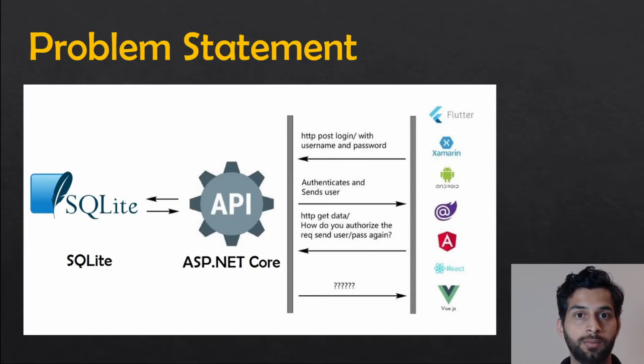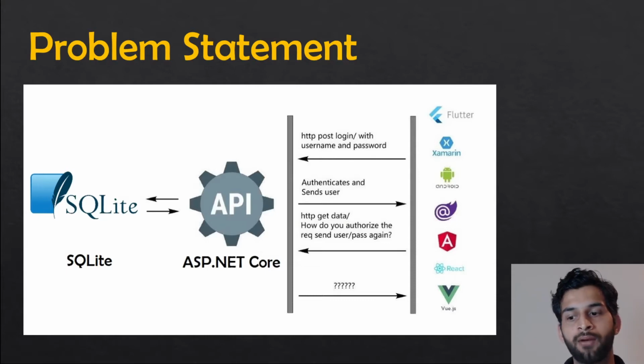You can't keep your API open for the public, right? You need to authorize your request. To do that, you can't pass username and password again and again. You can't authenticate the user for every data request. That makes the system slower.